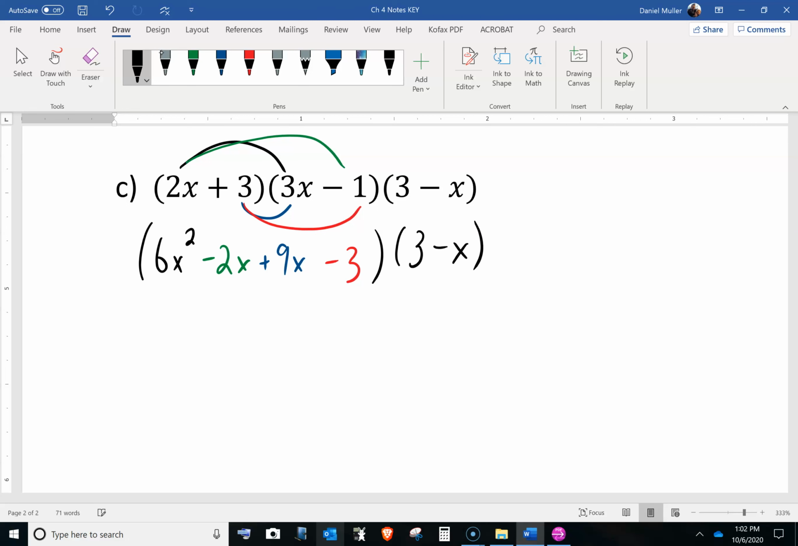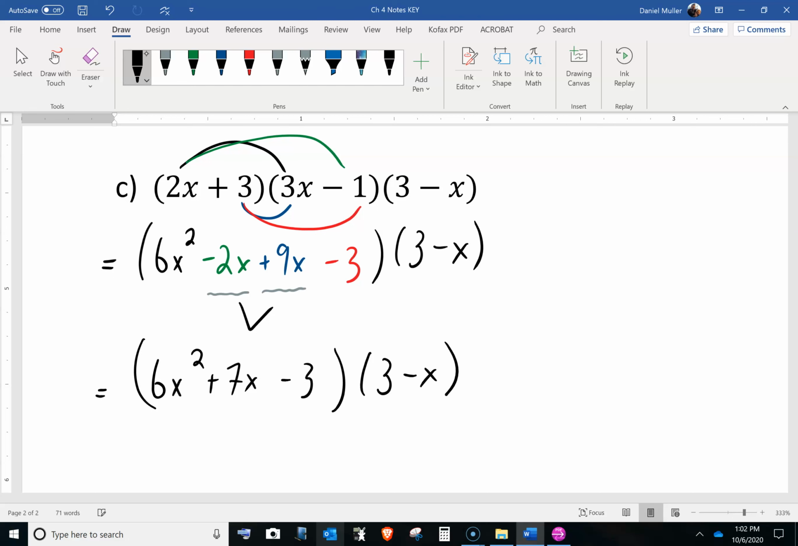Now, if you wanted to, you could multiply all of these things in, but we do see that there are some things that are alike. The negative 2 and the positive 9. So I'm actually going to combine those. So I've got a 6x squared, then a 7x minus 3. So I've just combined the negative 2 and the positive 9. And I still have my 3 minus x.